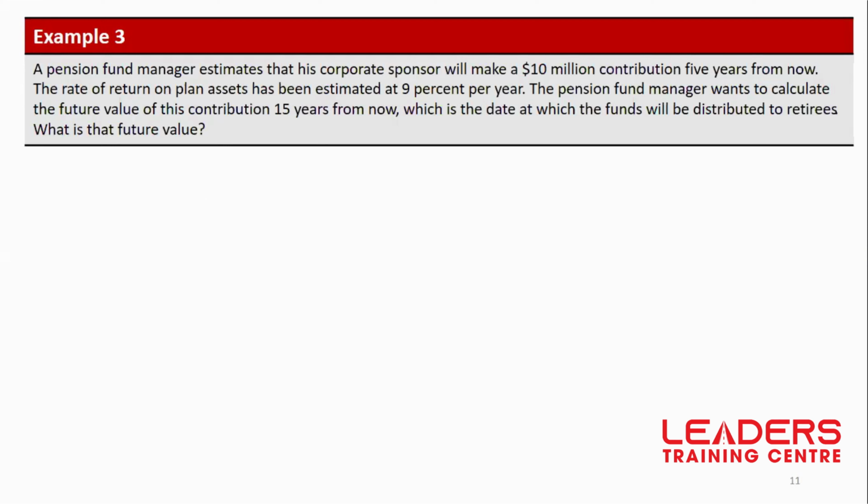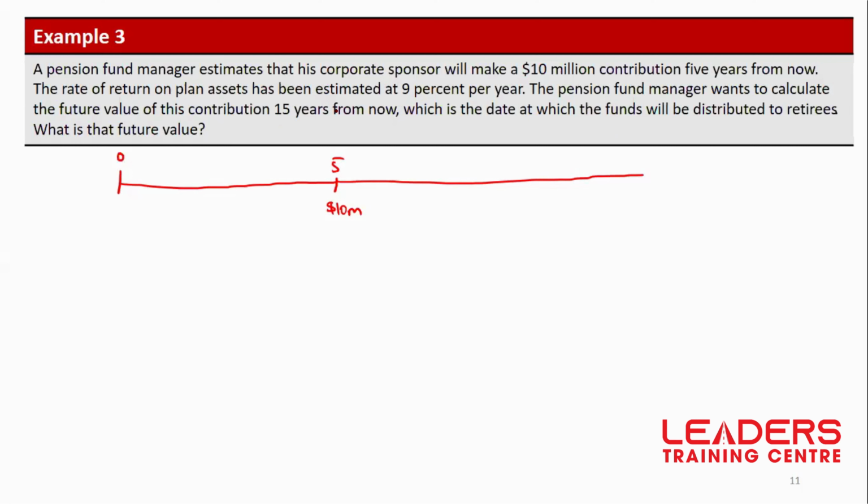It says a pension fund manager estimates that his corporate sponsor will make a 10 million contribution 5 years from now. The rate of return on plan assets has been estimated at 9% per year. So after 5 years, there will be a 10 million contribution into the pension fund. Once this contribution is received, it will be invested. The rate of return is 9%. The pension fund manager wants to calculate the future value of this contribution 15 years from now.